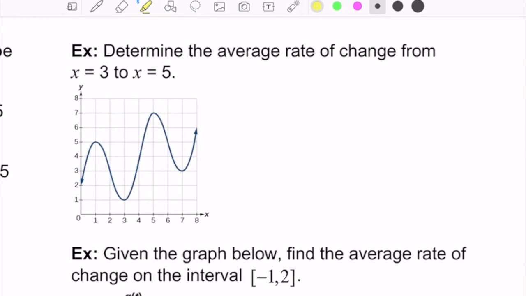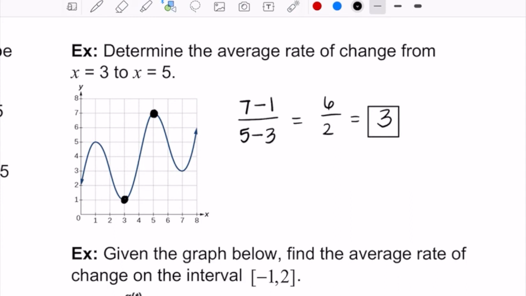So for this first example, it says determine the average rate of change from where x equals 3 to where x equals 5. And so I'm trying to find out the average amount that the graph changes over that nonlinear interval. So to find the average rate of change for this one, I'll subtract the y's, so 7 minus 1, and then I'll subtract the x's, which is 5 minus 3, and then I'll simplify. So it's really similar to the slope formula. 6 divided by 2 gives me 3, and so over that interval, the average rate of change would be 3.